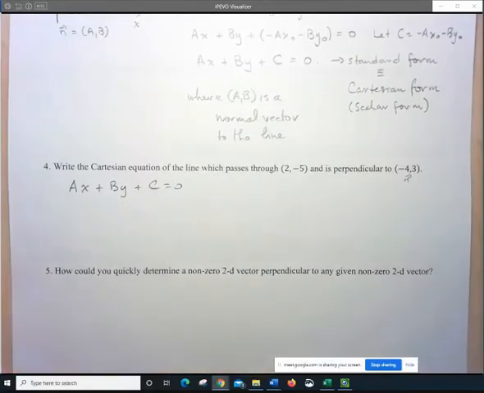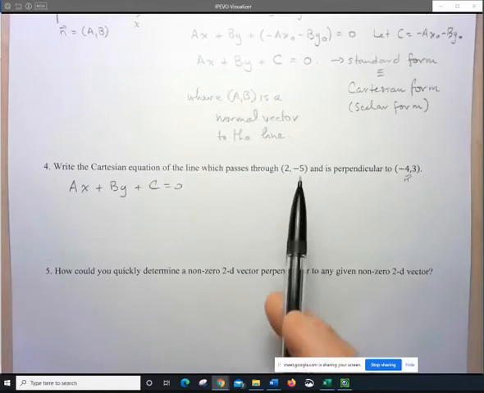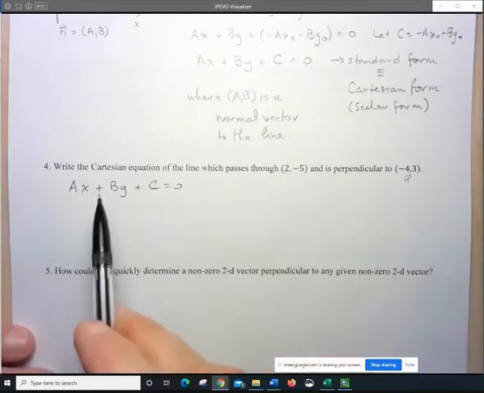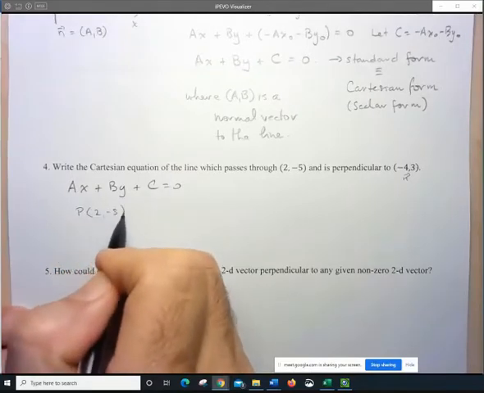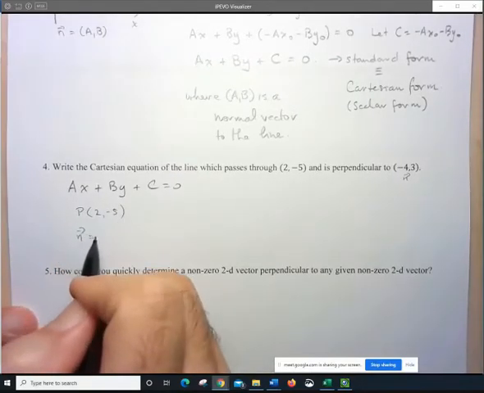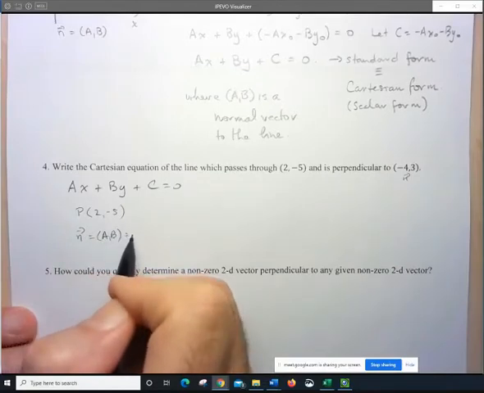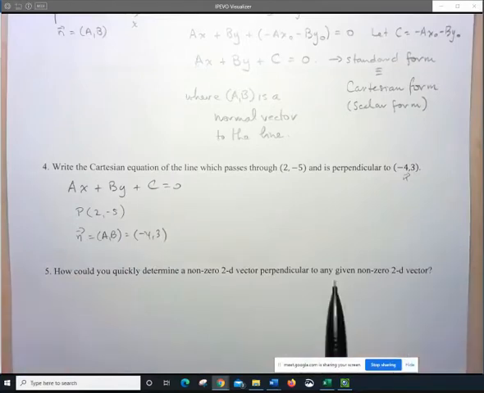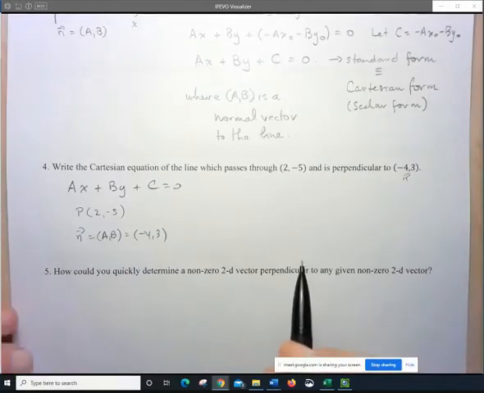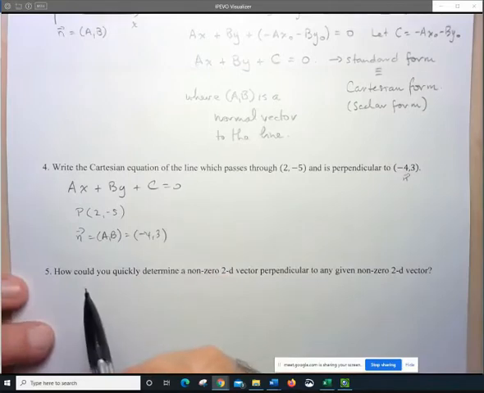But what other information do I have beyond just this a value and the b value? You have x naught and y naught. There you go. I have a given point on the line. So that means it has to satisfy the equation. So with the point 2, -5, and I know the normal vector, which is my AB, is equal to -4, 3. I can just stick everything into the equation, kind of like what you do with slope-intercept form. You stick everything into the equation, and the only thing left to solve for is c.